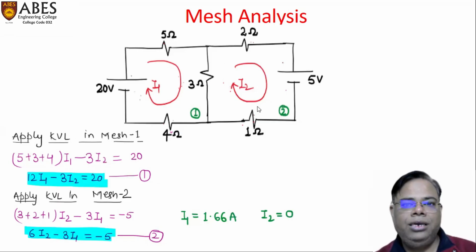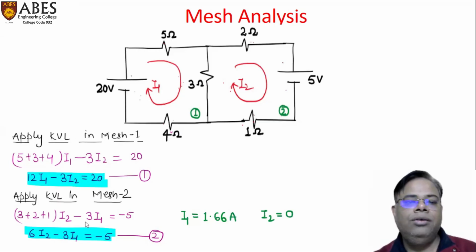Now we will apply KVL in mesh 2. In mesh 2, again we will do the same process as we have done in the previous mesh. Firstly, we will add all the resistances that are associated with mesh 2. These are 3 ohm, 2 ohm and 1 ohm. It means 3 plus 2 plus 1, which is 6 ohm, multiplied by the main current of this mesh, that is I2. We have multiplied here 3 plus 2 plus 1 by I2.